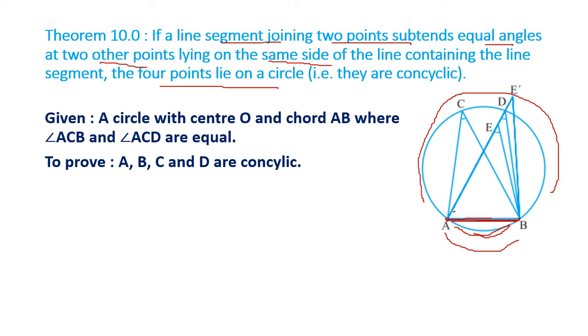Now this theorem says if this line segment AB makes equal angles at 2 points on the circle. So you can see these 2 points on the circle are C and D, and it states ACB and ADB are equal. It is given that ACB and ADB both are equal. We have to prove that ABCD lie on the circle. So you can see how the proof is given here.